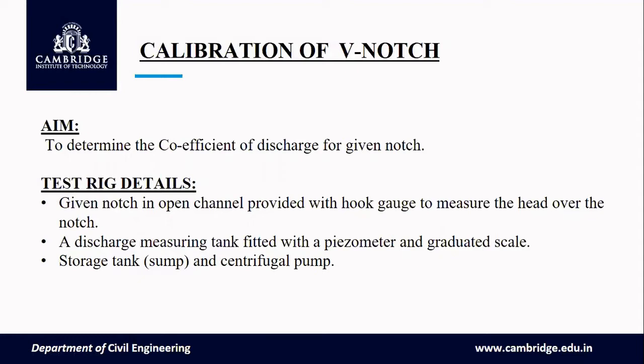To perform the experiment, we need apparatus, that is known as test rig details. What are the apparatus we need? A notch in an open channel provided with a hook gauge to measure the head over the notch. Then a discharge measuring tank fitted with a piezometer and a graduated scale. Then a storage tank known as sump and a centrifugal pump, along with a stopwatch to note down the time. So these are the apparatus we need to perform the experiment.